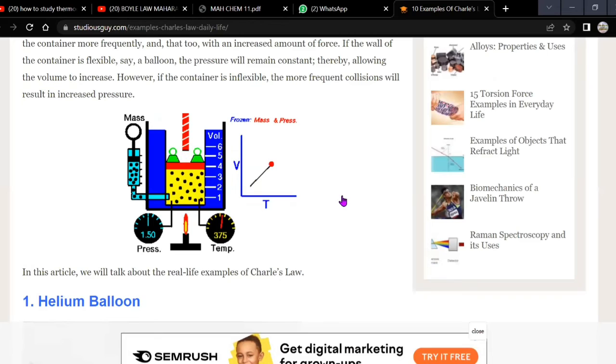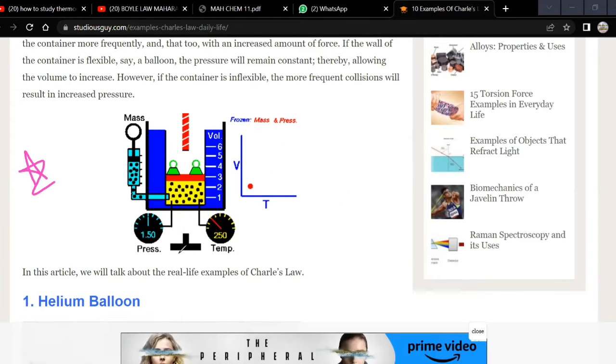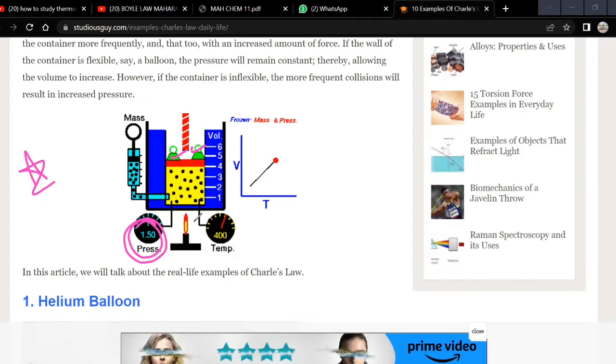Do you see this animation? What they are saying is that the pressure, if you see these weights on the piston, these weights on the piston are basically the constant pressure. So if you see, the pressure has been maintained constant, and I'm heating the gas. When I'm heating the gas, the temperature is increasing. When the temperature increases, the volume also increases. Are we clear?